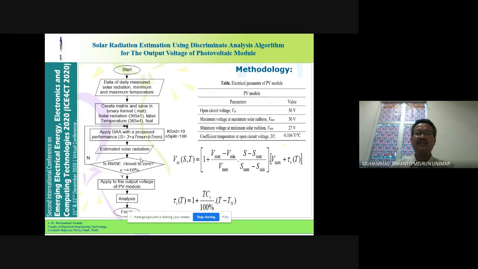When these conditions are achieved, it means the estimated solar radiation can be applied to the output of the photovoltaic module by using this formulation.